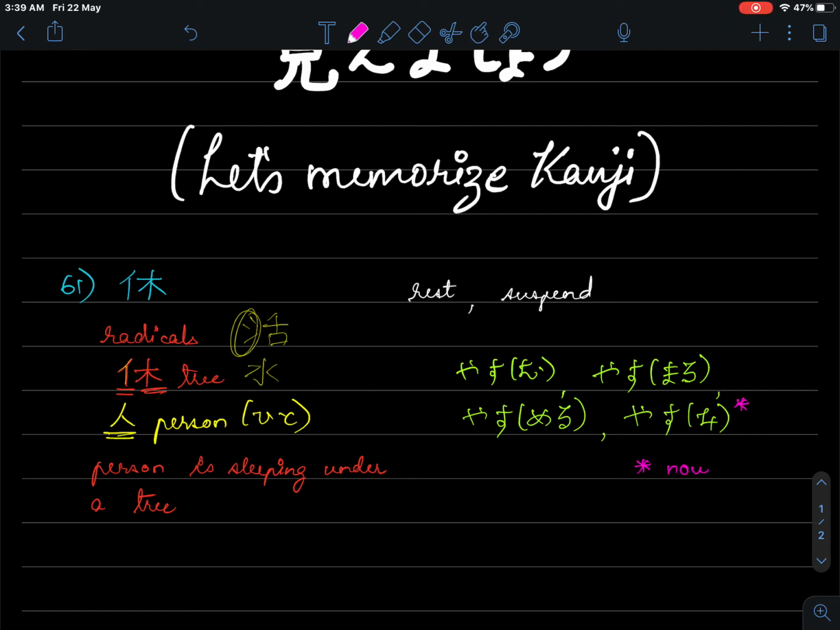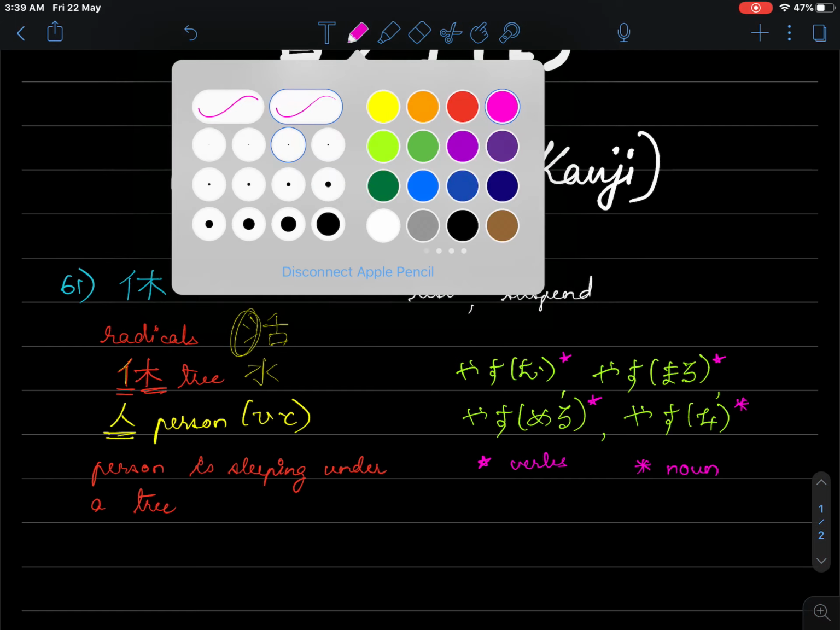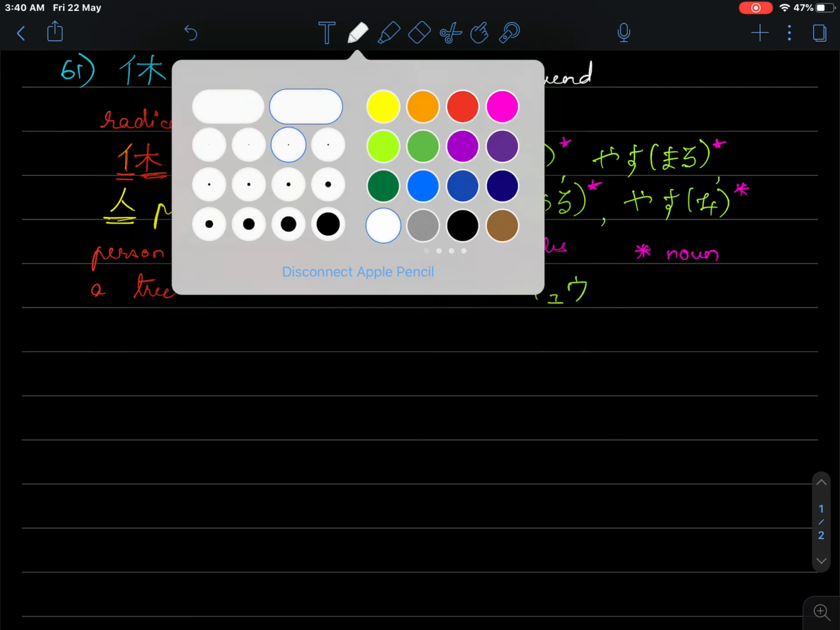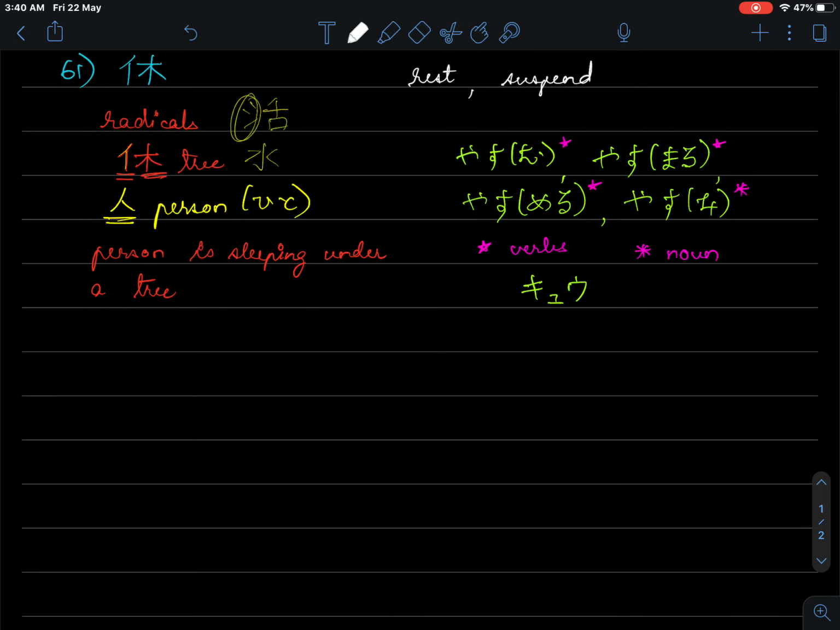Now one tip, just like I gave you in some of the previous kanjis, this one is supposed to be a noun, and these are all verbs. Okay, these are all verbs. Only that last one is a noun. Now let's have a look at the onyomi. It's very simple. The onyomi is just kyu. It's just kyu. Now let's have a look at some words for this.